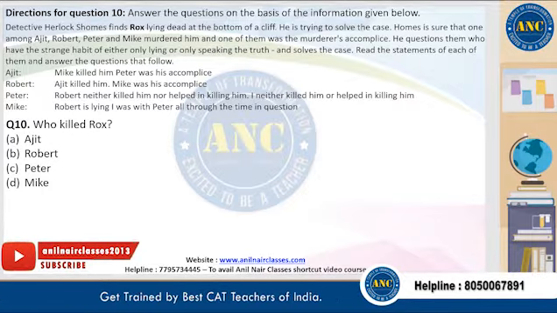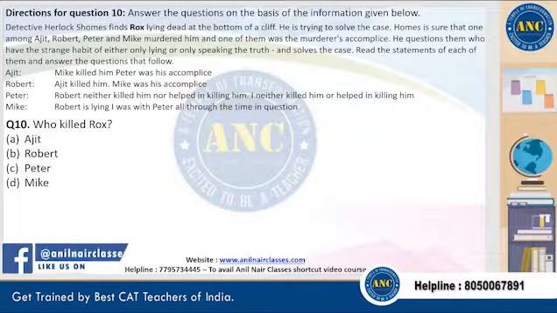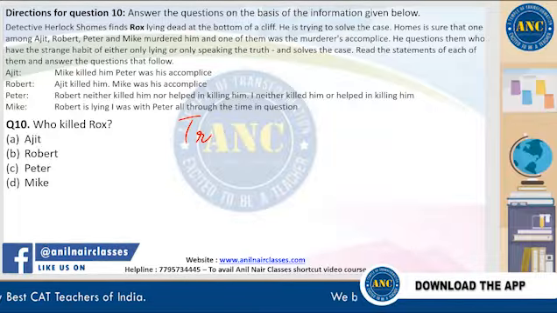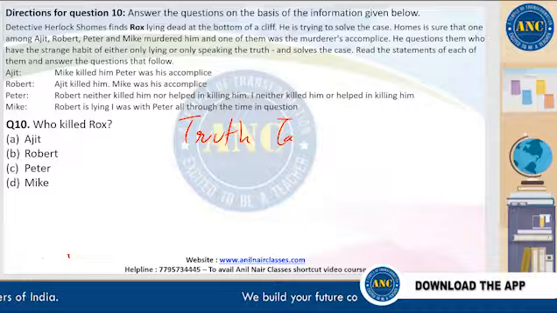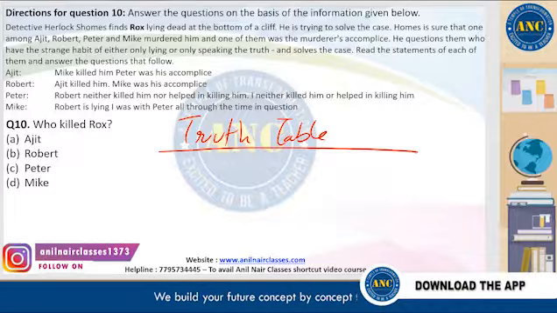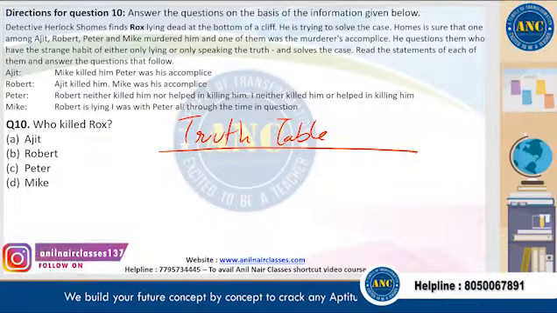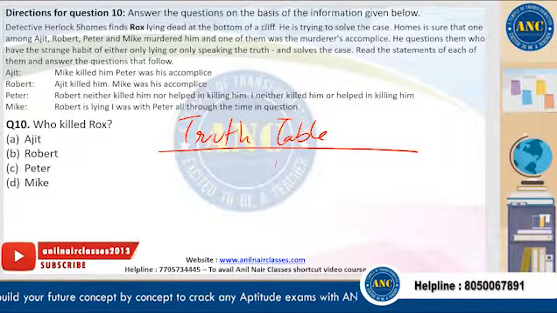Now, when we're discussing questions like this, a simple one, we want to make a truth table. It's something most of you would have learned while you solved logic gates.